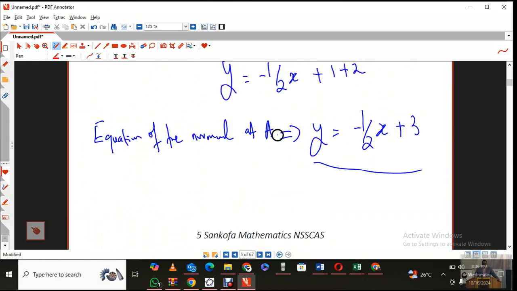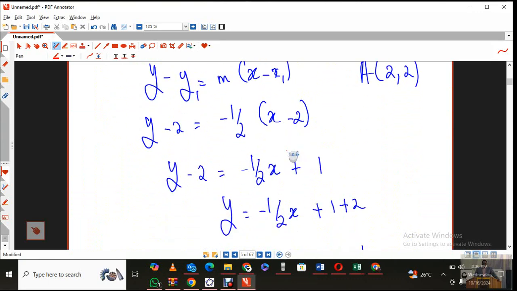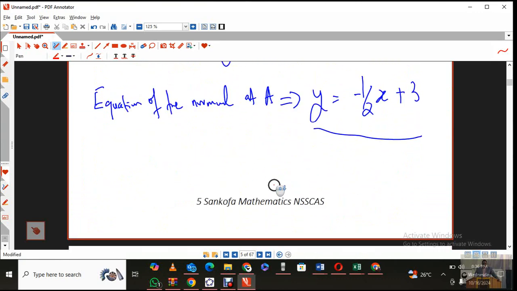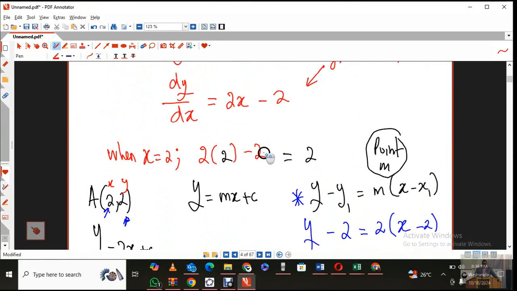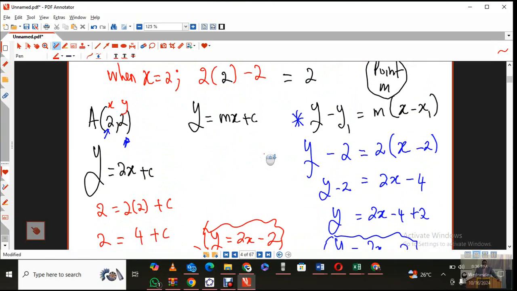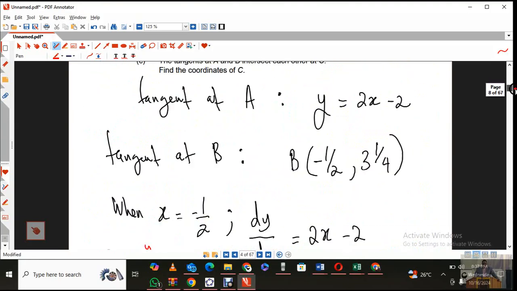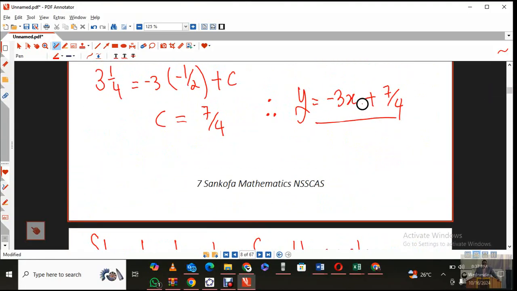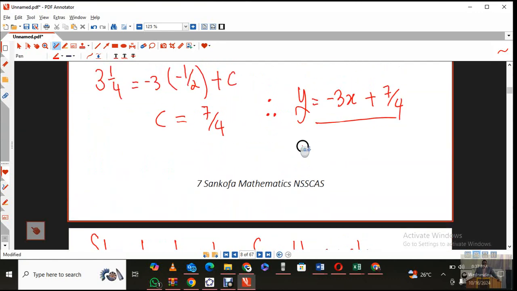Equation of the tangent. Of course, the equation of the tangent was nothing but the equation of the normal. So the equation of the tangent all the way up here is nothing but y equals 2x minus 2. Right, so we're going to take that equation and the other tangent and solve them. 2x minus 2. And the other one is y equals the one that we just calculated, minus 3x plus 7 over 4.